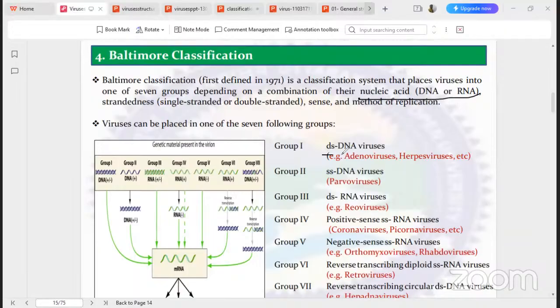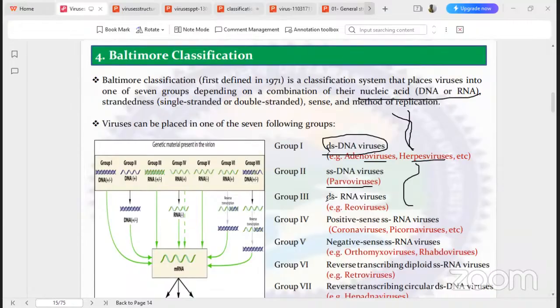First one is double-stranded DNA viruses. Double-stranded DNA viruses, that is adenovirus, herpesvirus. And single-stranded DNA virus, parvoviruses. You know, the largest virus is the parvovirus. You see, the smallest virus is the polio virus. You know, the polio virus.